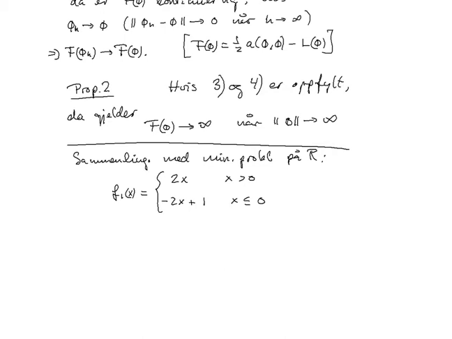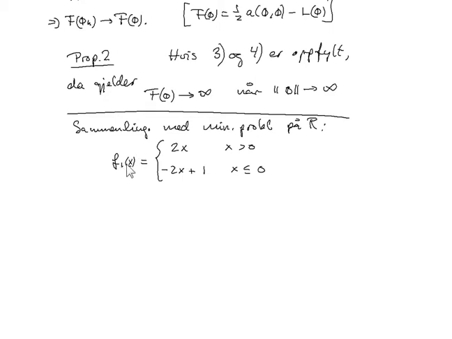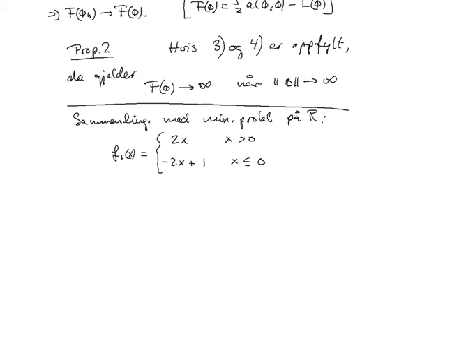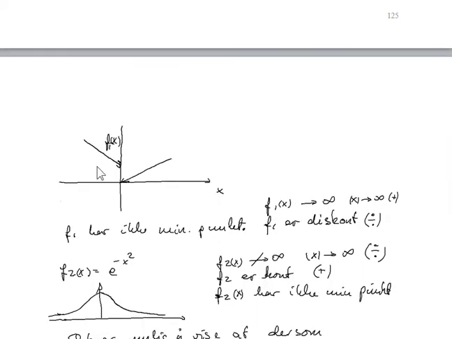a more simple example in R1, or in the case of real functions. Let's define a function f1 of x in this way. We'll let it be 2x when x is larger than 0, and minus 2x plus 1 when x is less than or equal to 0. So let me just show you the graph of this function. It looks like this.